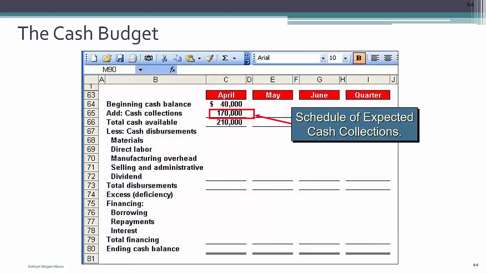The first step in preparing the cash budget is to calculate the total cash available. We began April with $40,000 in cash. To this amount, we add our expected cash collections from sales of $170,000 for the month of April, and that came from the schedule of expected cash collections. We complete the first section by calculating the total cash available of $210,000.